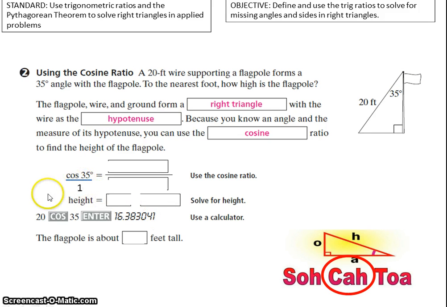Remember, I like to write it as a ratio like that, cosine of 35 over 1. And then I've got the height of the flagpole, that's the adjacent, over the hypotenuse, which is 20. So we use the cosine ratio. So this ends up being cosine of 35 times 20 is equal to the height. So we put that in, 20, hit the cosine button on your calculator, 35, and enter it, and it'll be there. Actually, on our calculators, it'll work either way. If you hit cosine of 35 times 20, that also works just fine. So it's about 16 feet tall.